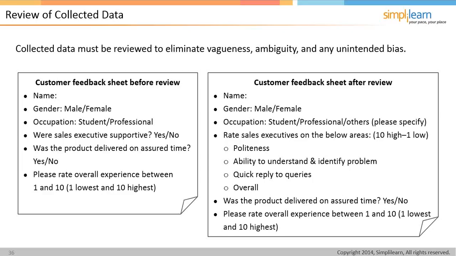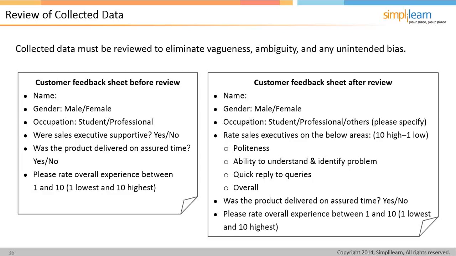And of course, any unintended bias. So here we've got a customer feedback sheet before the review. We've taken a look at the name, the gender, the occupation. Is the sales executive supportive? It was a yes or no kind of attribute. It's either or. Binary. Was the product delivered on assured time? Again, yes or no. Please rate overall experience between 1 and 10, 1 lowest, 10 highest.